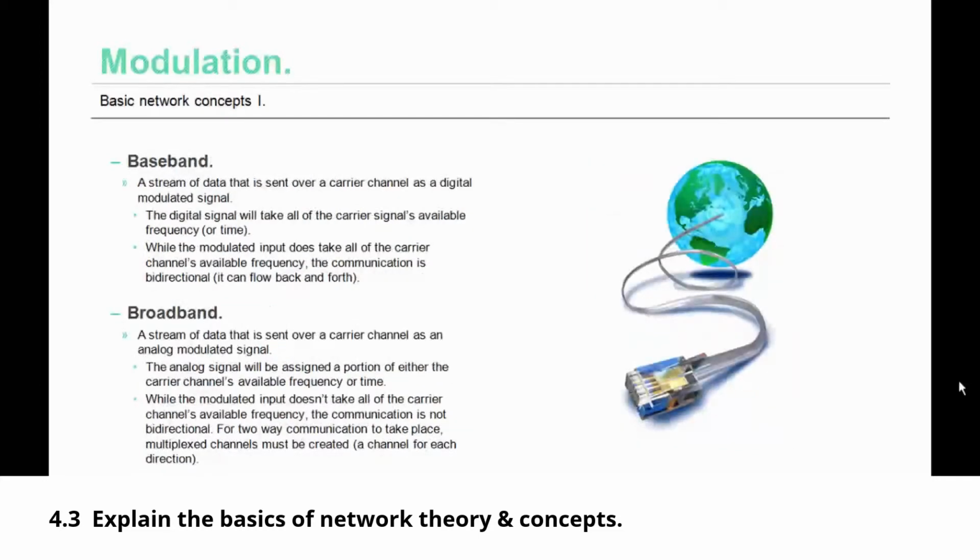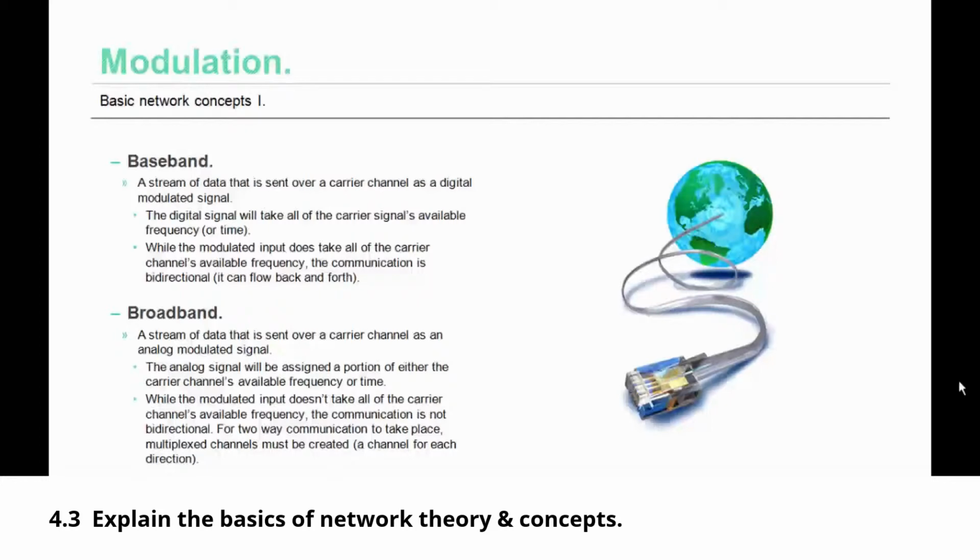It's time to talk about the difference between a baseband and broadband carrier channel. And we're going to begin with baseband. A simple definition of baseband is a stream of data that is sent over a carrier channel as a digital modulated signal. The digital signal will take all of the carrier signal's available frequency or time.